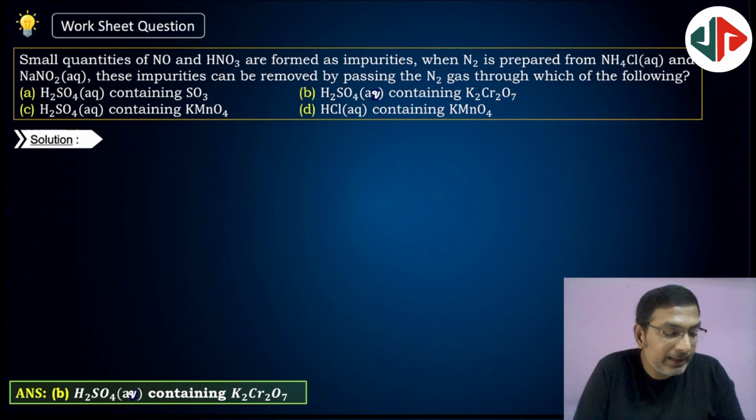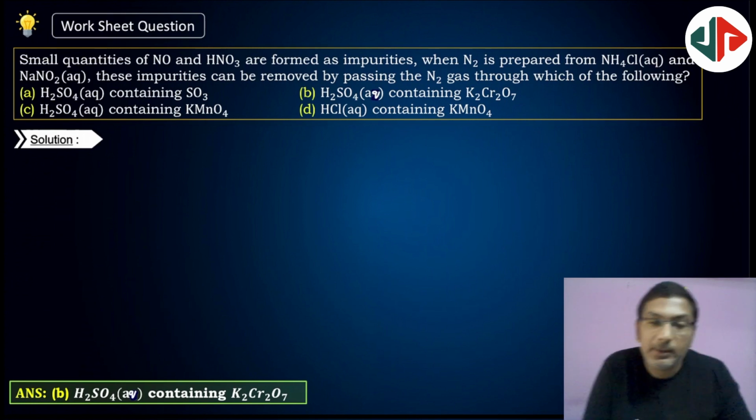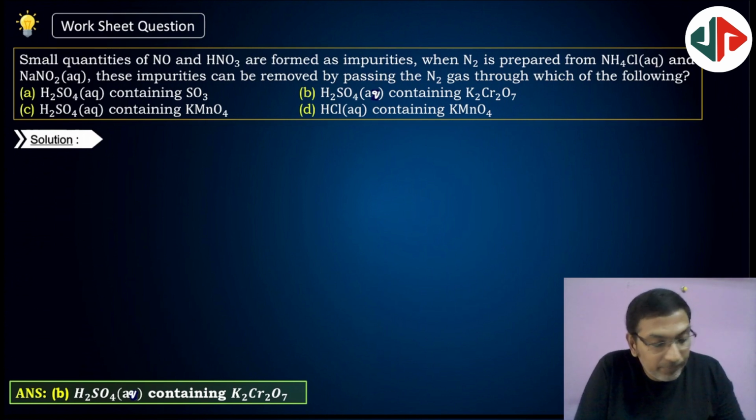Small quantities of NO and HNO3 are formed as impurities when N2 is prepared from NH4Cl and NaNO2. So these impurities can be removed by passing N2 gas through which of the following? Check here. N2 gas is prepared from. So check here. It is given that in the preparation of N2 from NH4Cl and NaNO2, NO and HNO3 are formed as impurities. These can be removed.